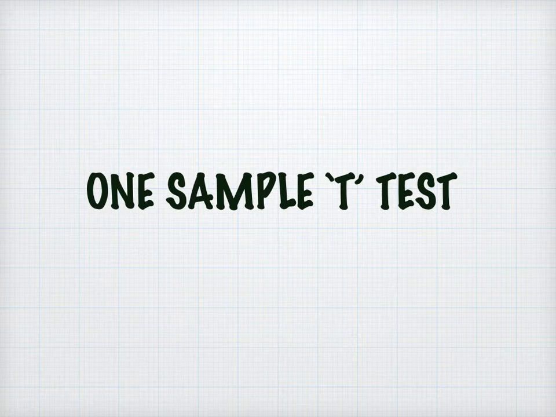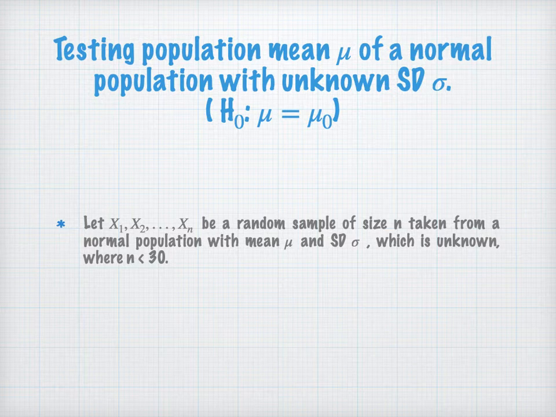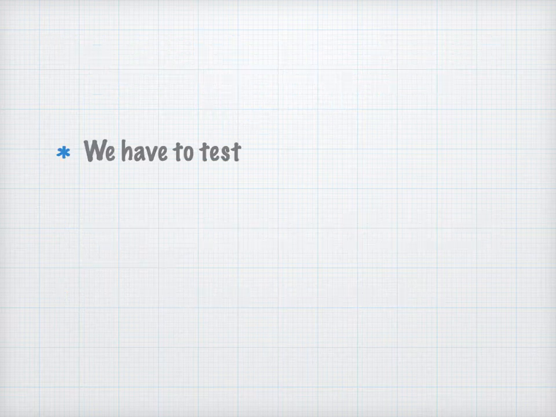So, we shall consider what is a one sample t test. So, testing of mean mu of a normal population with unknown standard deviation sigma. So for that, let x1, x2, etc., xn be a random sample of size n taken from a normal population with mean mu and standard deviation sigma, which is unknown, where n is less than 30 is considered. We take x bar to be the sample mean and s square to be the sample variance, that is calculated from the sample taken. So what we have to do is we have to test two hypotheses.